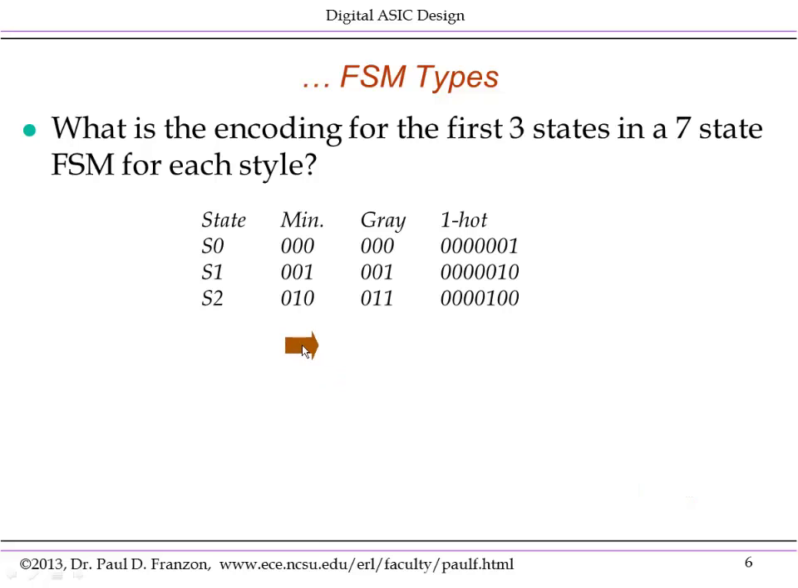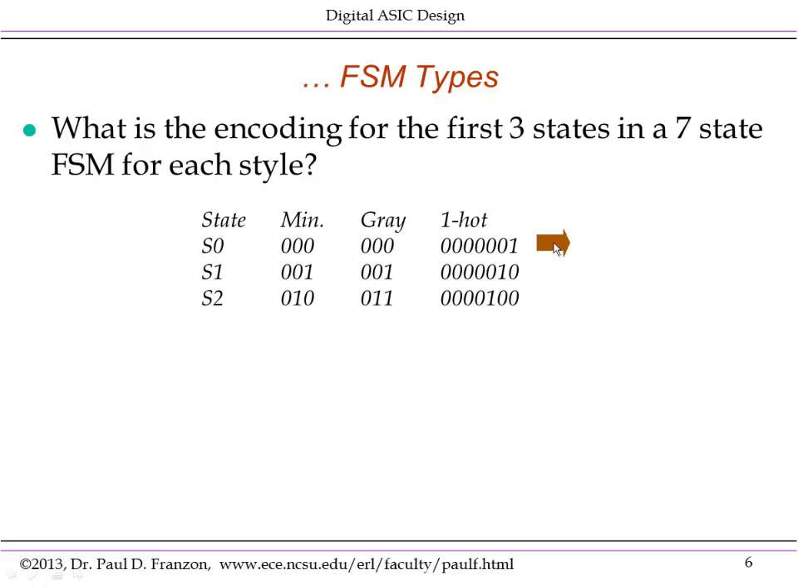Minimal encoding is just binary 0, binary 1, binary 2, sequentially drawn out. Gray encoding: only 1 bit changes per cycle, so you get a different count sequence in the binary representation of the decimal numbers. One-hot encoding: 1 flip-flop has 1 stored in it for each state, and only 1 flip-flop has 1 stored in it for each state.